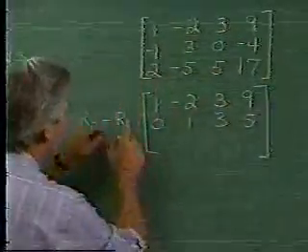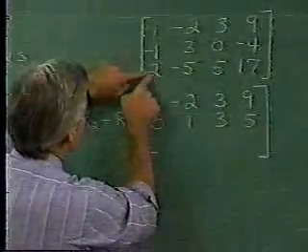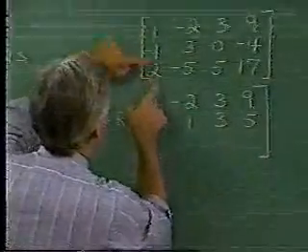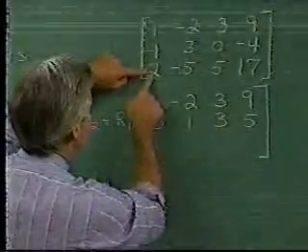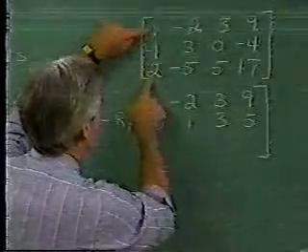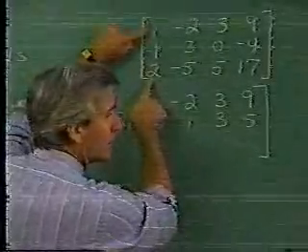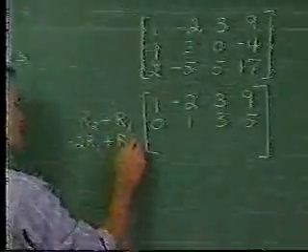Now let's decide what needs to be done to cause a 0 in this position, by looking at the 2 and looking at the 1. We're playing these two rows against one another. What we'll need to do is take row 1 and multiply row 1 by -2. So it'll be -2 times row 1 plus row 3.